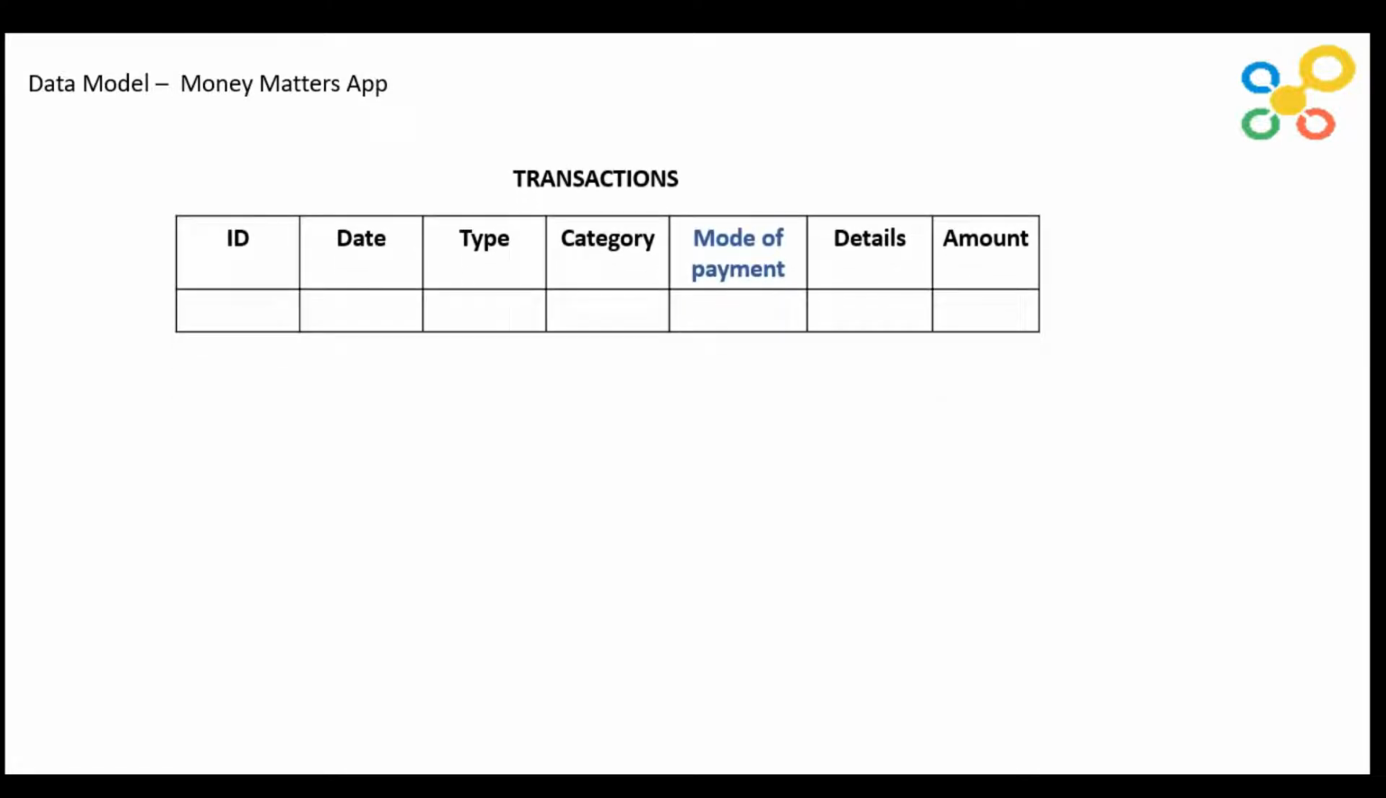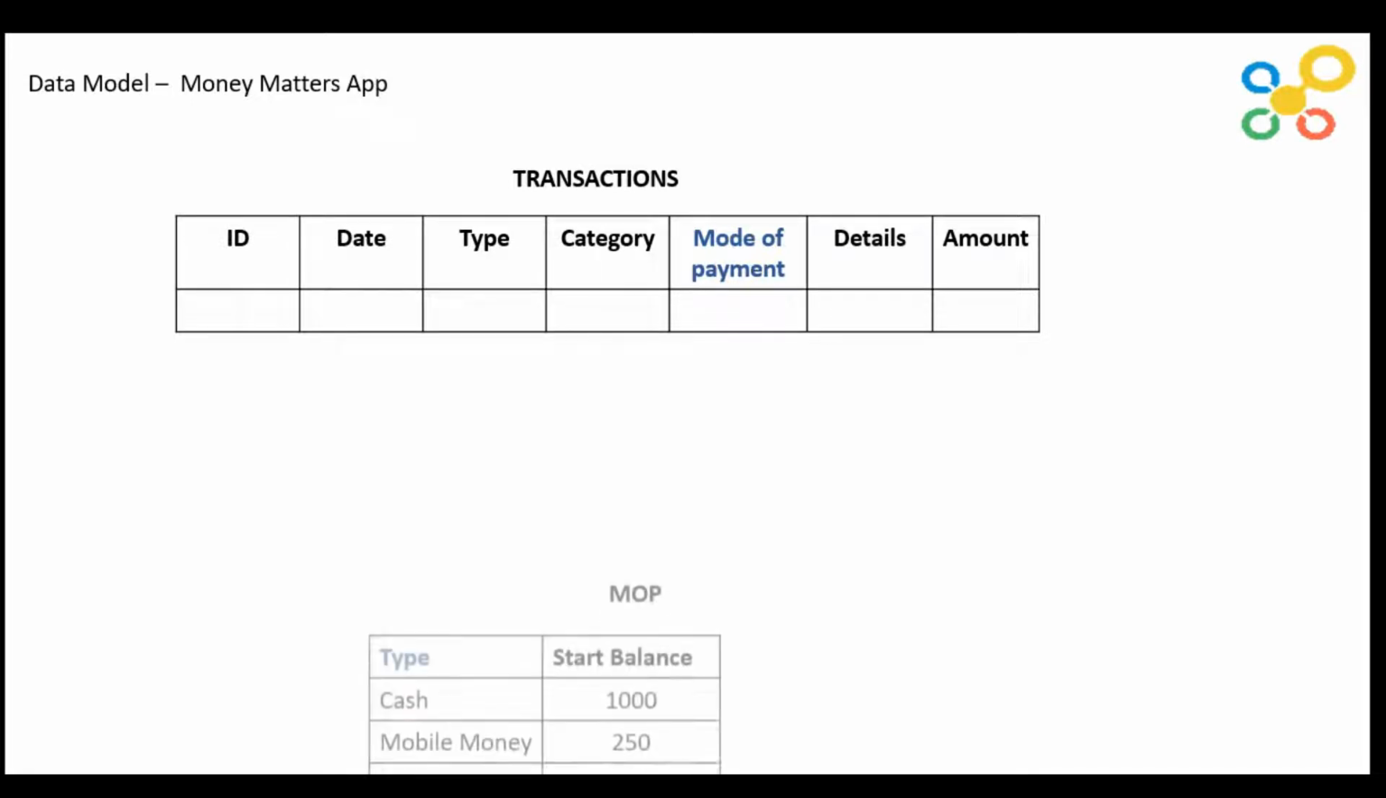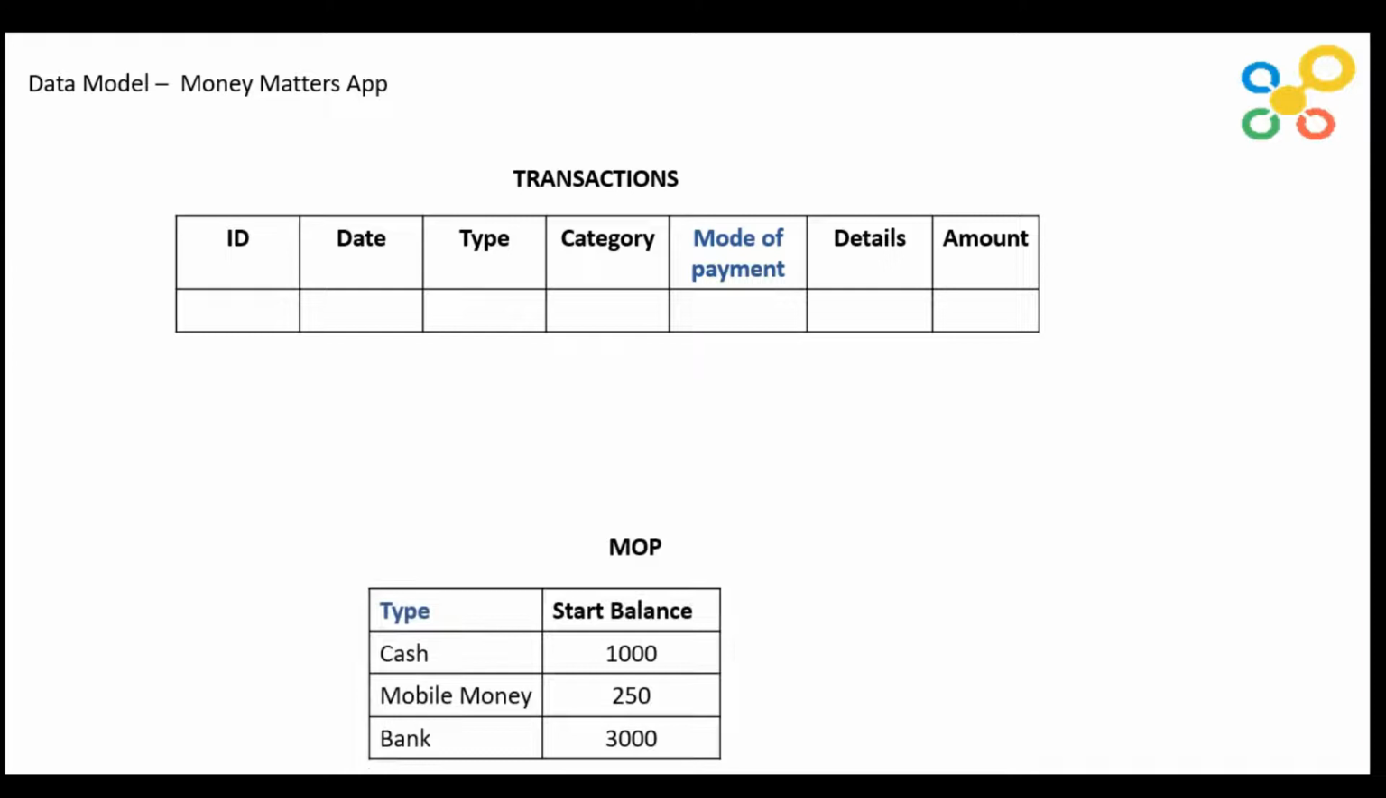Okay, so with this understanding, let's try and understand how we can create a data model for our Money Matters app. So currently what we have is a transactions table. In this transactions table, we have an ID column, date, type, category, mode of payment, details, and amount columns. Now we want to better analyze the mode of payment column. That means we need to create a dimension table for it. So this is going to be the dimension table for it.